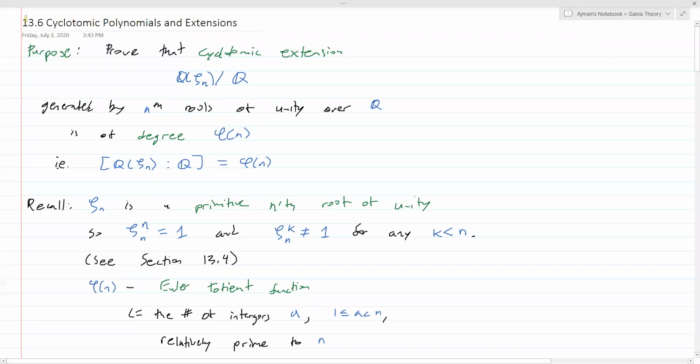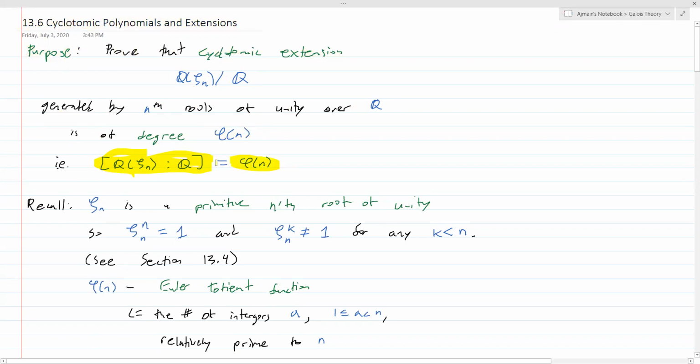Okay, so we're going to cover section 13.6, which is cyclotomic polynomials and extensions. The purpose of this section is to prove that the cyclotomic extension Q adjoined zeta n over Q, generated by the nth roots of unity over Q, is of degree phi of n. So we're trying to show that the degree of this field extension is phi of n.